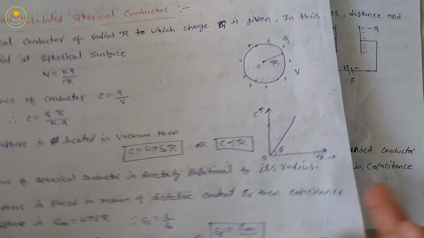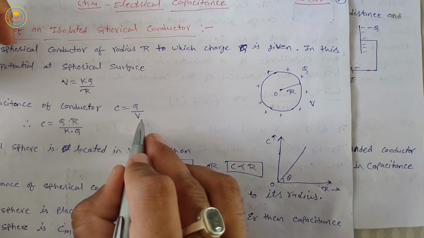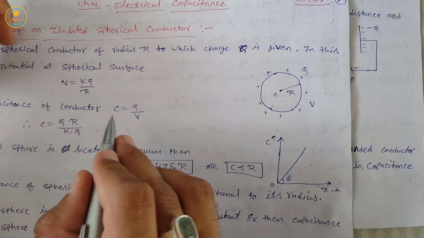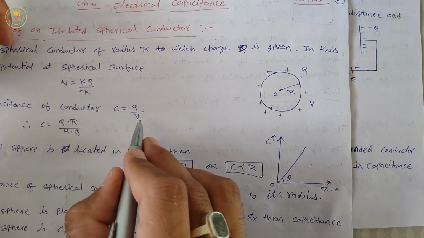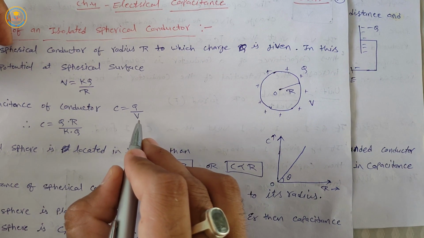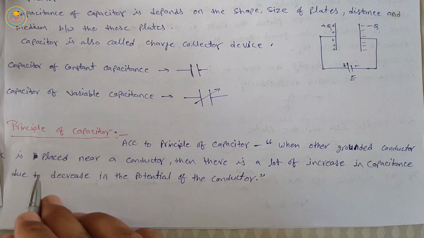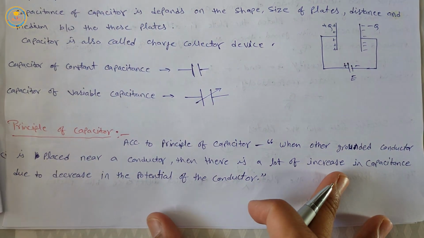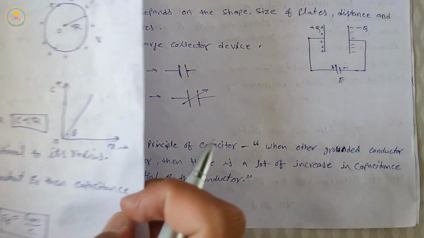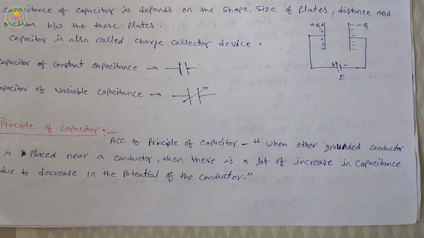Because we know that if we decrease the electric potential, then the electric capacitance increases. So we decrease the electric potential by bringing a grounded conductor close to a charged conductor. Then the electric potential of this charged conductor decreases, and the capacitance of this conductor will be increased. This is the principle of a capacitor.